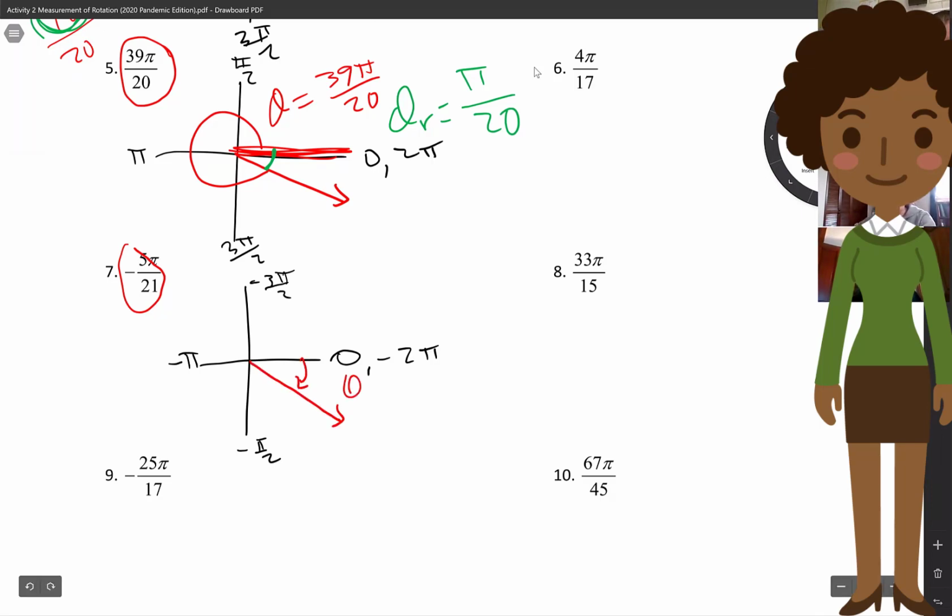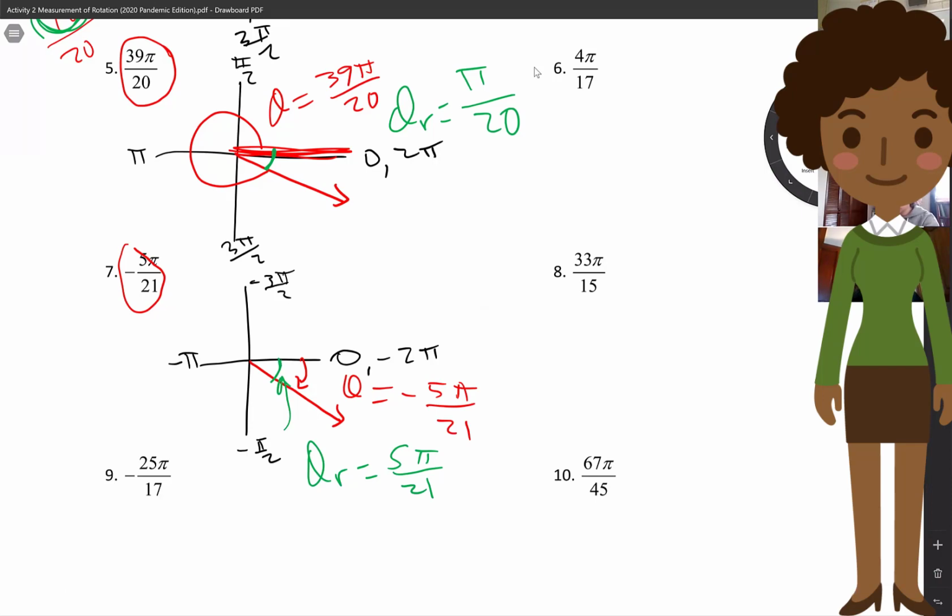There it is. That angle there is a negative 5 pi over 21. And then your reference angle can't be negative. The reference angle is this in green, which, yes, it looks like it's the same, right? But you just say theta reference is 5 pi over 21.